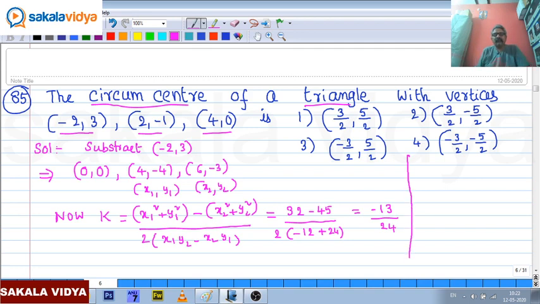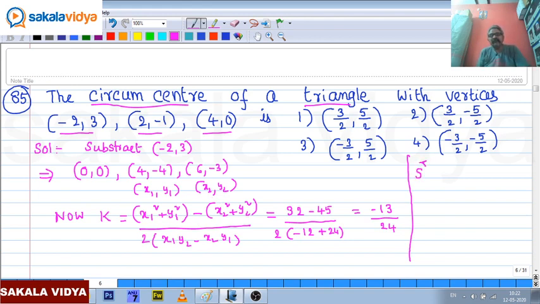Now we need to find out. 16 plus 16 is 32. 36 plus 9 is 45. 45 minus 2 is minus 13. Okay, x1, y2 means minus 12. Right, minus x2, minus x3 plus 24. Yes, correct. Right, next what we need to find out now?